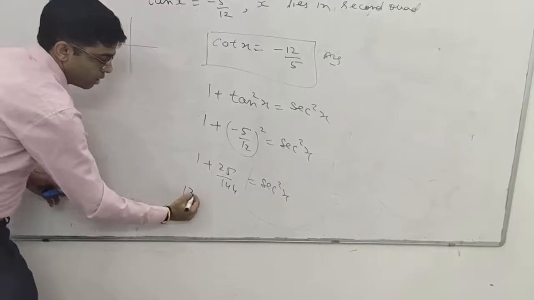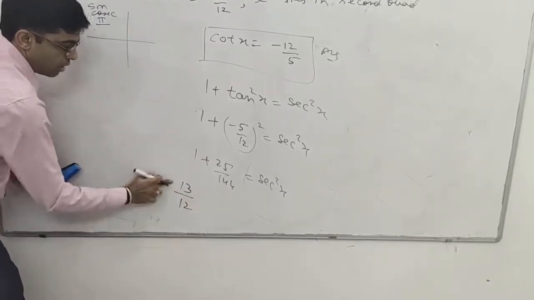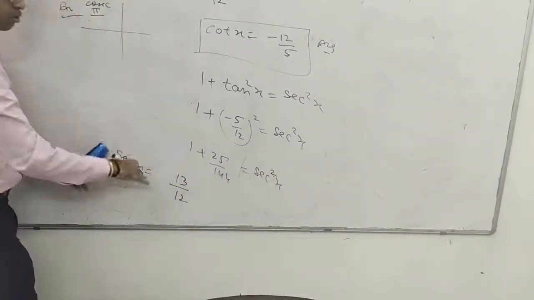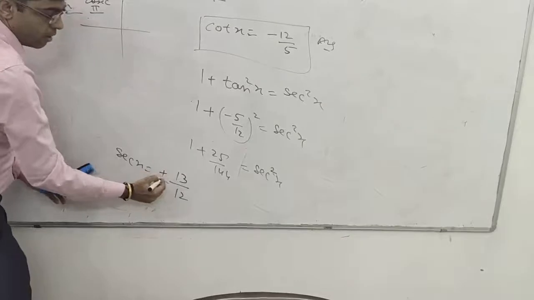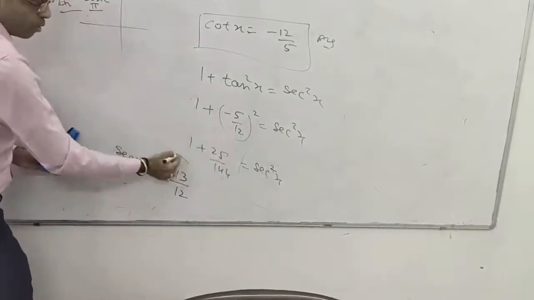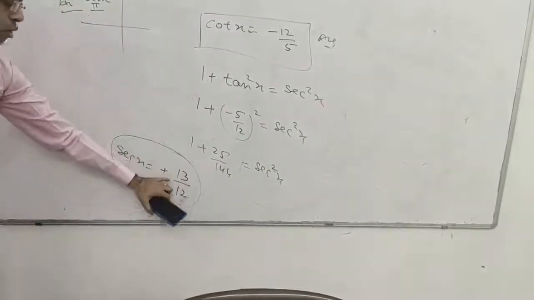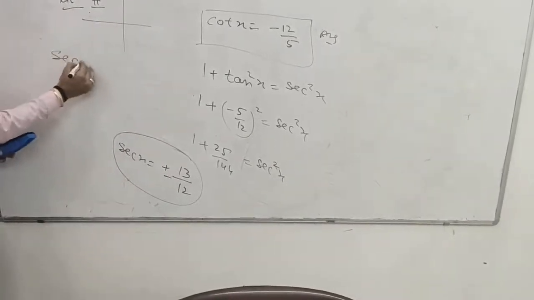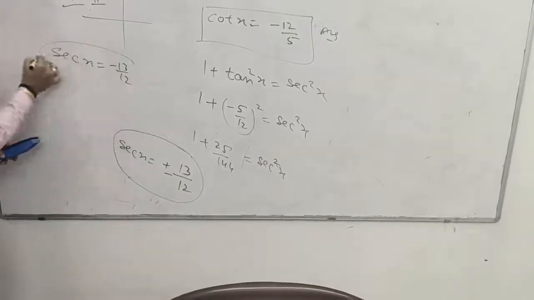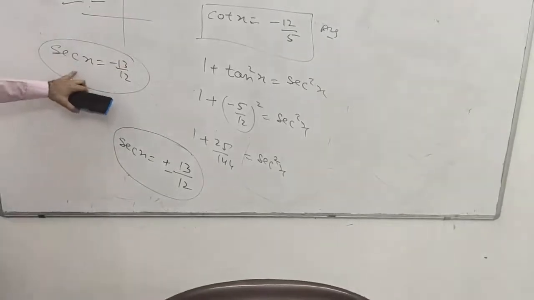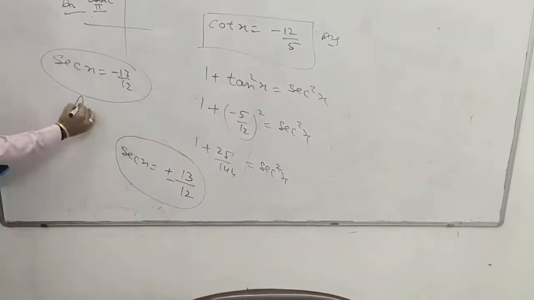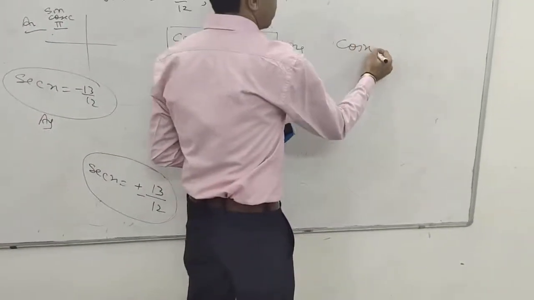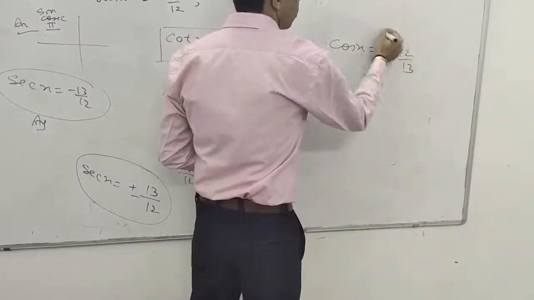The square root of 169 is 13 upon 12, and there will be two values because here it is a square. On transferring this square, it will go into a square root. The square root gives two values, plus minus 13 upon 12. Out of this we will select negative because only sin and cosec are positive. Sec we have found, cot we have found. The reciprocal of sec is cos. So cos x is negative 12 upon 13.